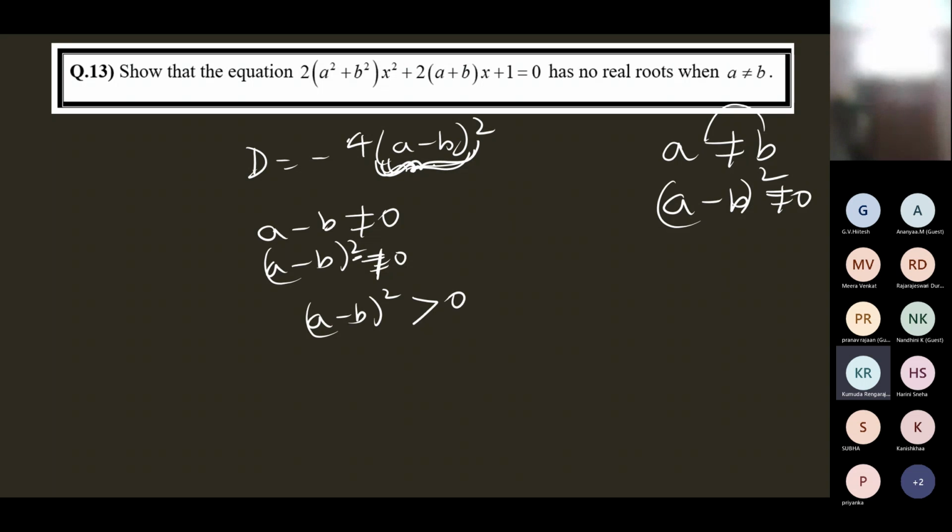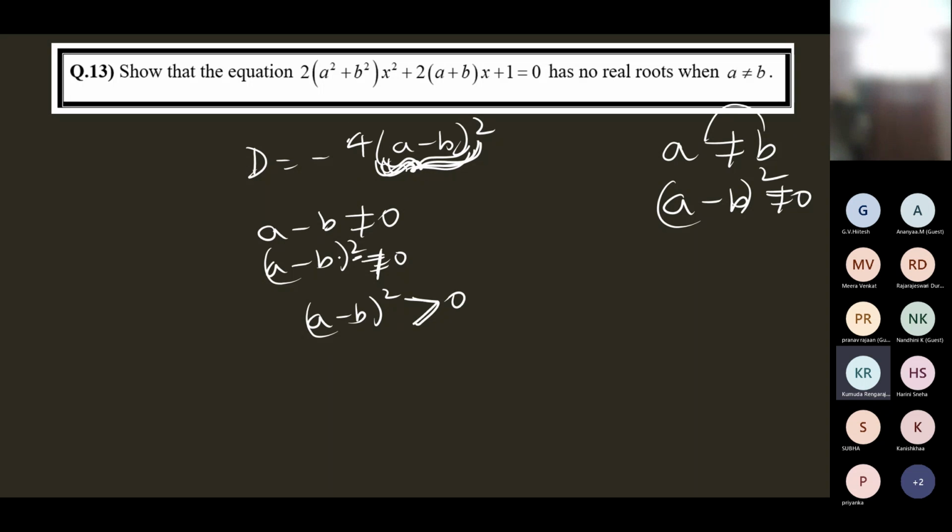Okay, so we have analyzed a minus b the whole square. It's always positive. It will be greater than 0. It is not 0 because a and b are not equal. So when you square it, a minus b the whole square is also not 0. So if it's not 0, is it positive or negative? It's positive. Why? Because it's a whole square, so it'll always be positive. Positive means greater than 0. So a minus b the whole square is greater than 0. So we have analyzed this.